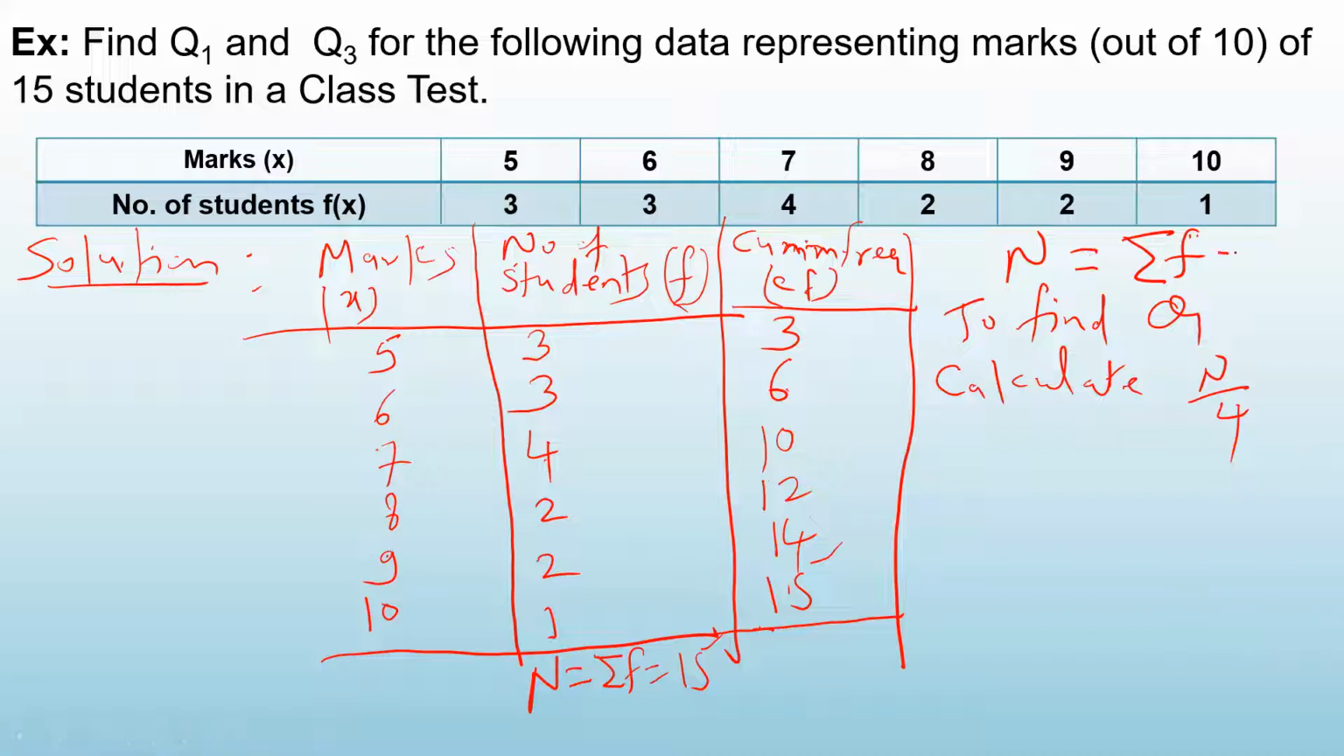So n का value है 15. What is 15 upon 4? Can you quickly calculate that? Who will tell me? कितना आता है? 3.75. Correct? Okay. You all can do these calculations with the help of calculator. So n/4 is 3.75. Now, what is the last step?